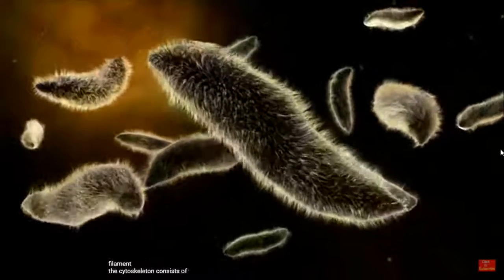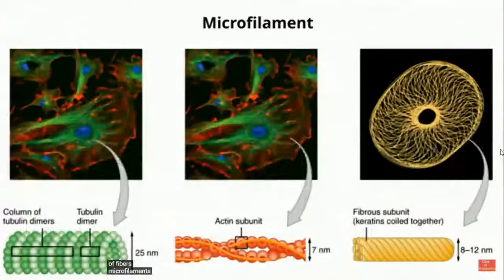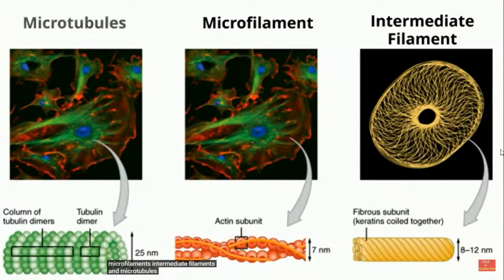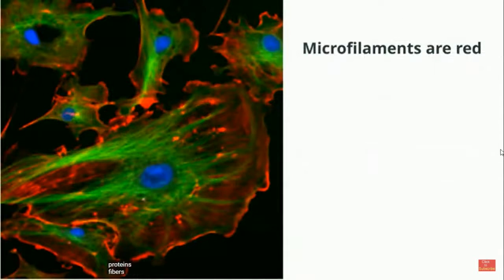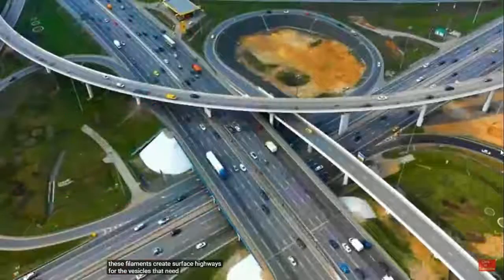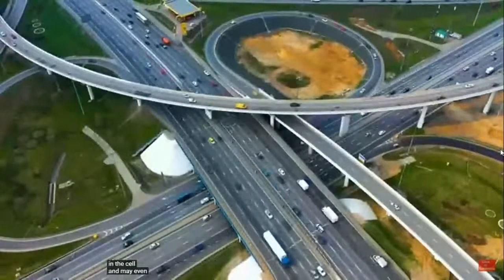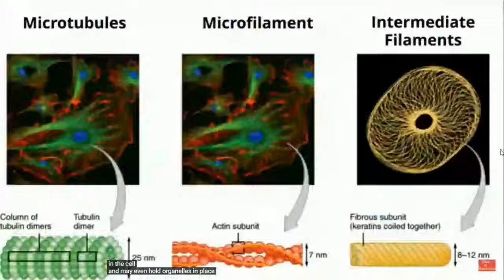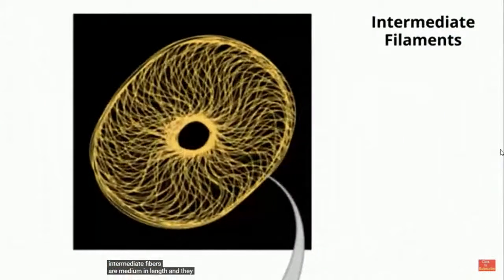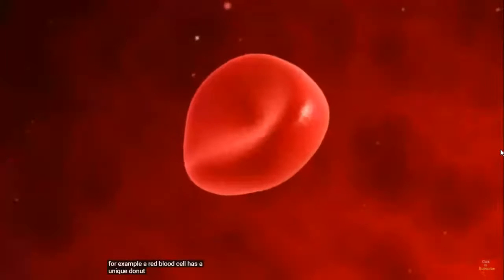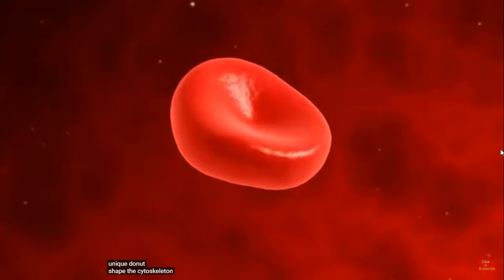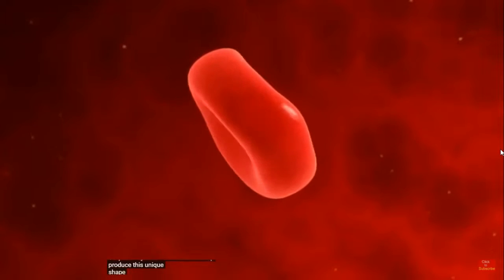The cytoskeleton consists of three types of fibers: microfilaments, intermediate filaments, and microtubules. Microfilaments are fine thread-like proteins and fibers, most predominantly a protein called actin. These filaments move vesicles in the cell, and may even hold organelles in place. Intermediate fibers are medium and linear. They help maintain the shape of the cell. For example, a red blood cell has a uniform shape. Cytoskeleton filaments help produce this unique shape.